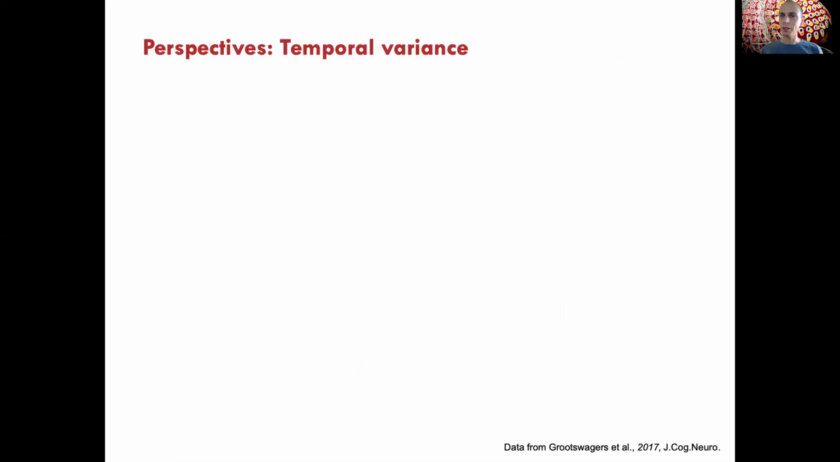The second example of future perspectives that I wanted to point out is temporal variance in the epochs. This is very specific to MEG and EEG, and this is something that I don't think has been solved yet. So the question is how to deal with temporal variance of the responses.